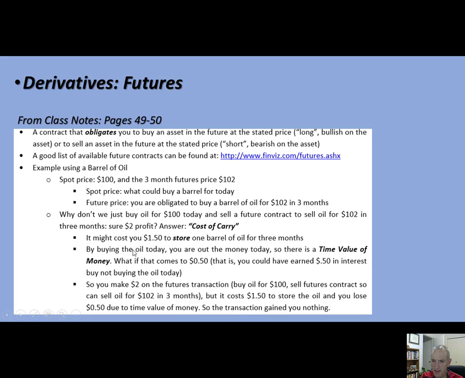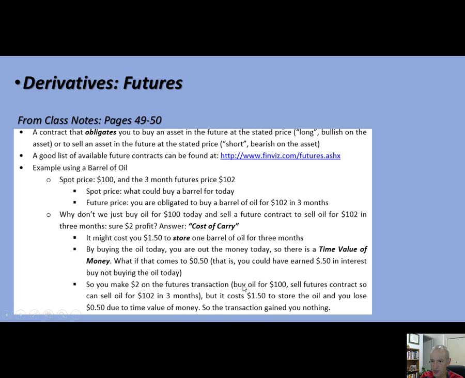But then the next thing is, buying the oil today, you're out the money today. You could have invested that money today for 3 months, and let's say you could have made 50 cents on that $100 if you had invested today and waited 3 months to buy it. So that interest expense is also part of your cost of carry. So you buy the oil today, you spend $1.50 to store it, and you lose 50 cents because you didn't invest the money. And then in 3 months, you get $2 back. You've broken even. You didn't get anything out of it.